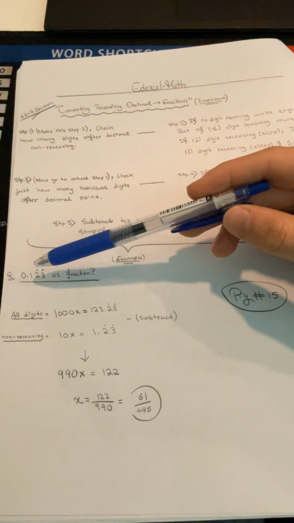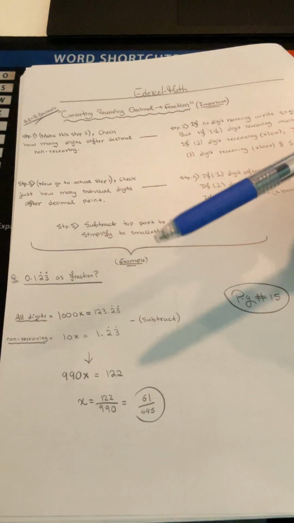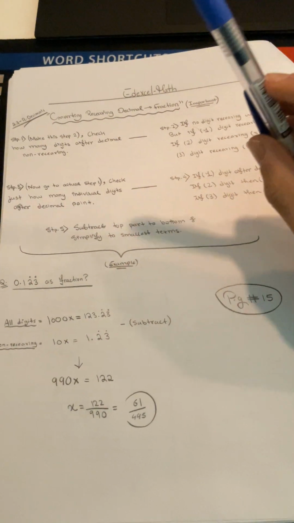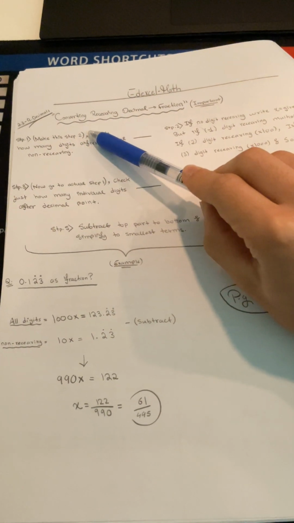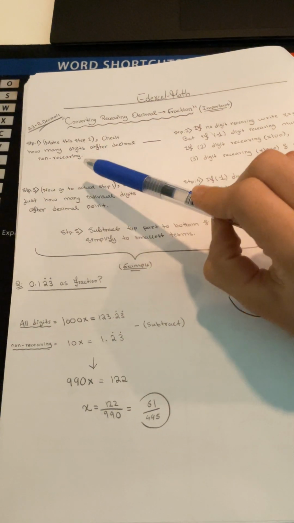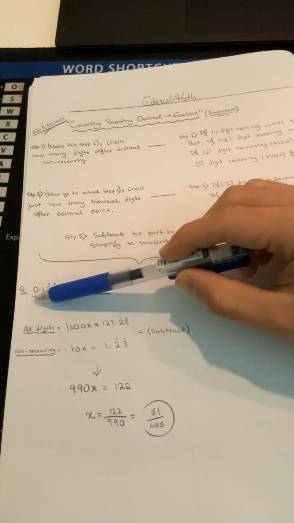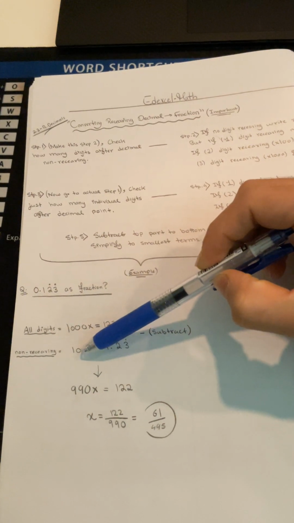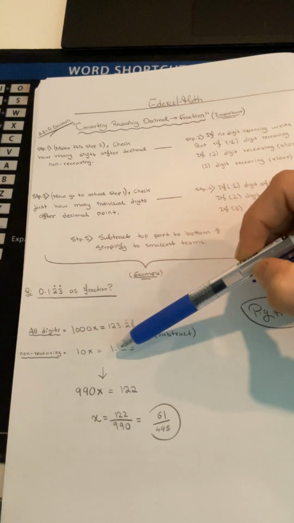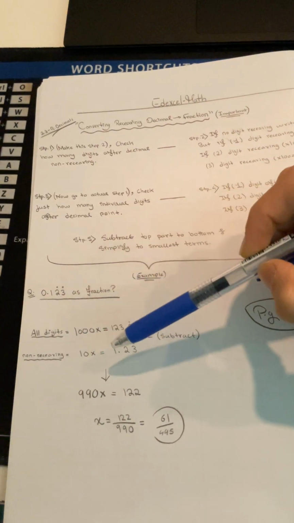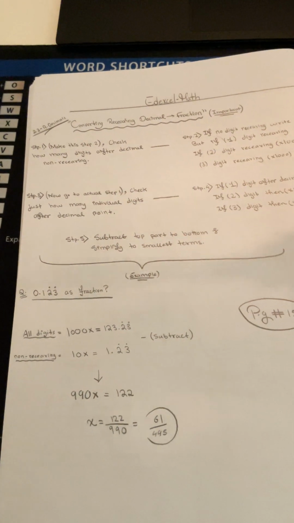We need to convert this recurring decimal into a fraction, 0.12323 recurring. Making this step number 2, I want you to check how many digits after the decimal are non-recurring. 1 digit is non-recurring, so multiply by 10. 10x is equal to 1.23 recurring. The decimal moves 1 place forward because we multiply by 10. Correct?